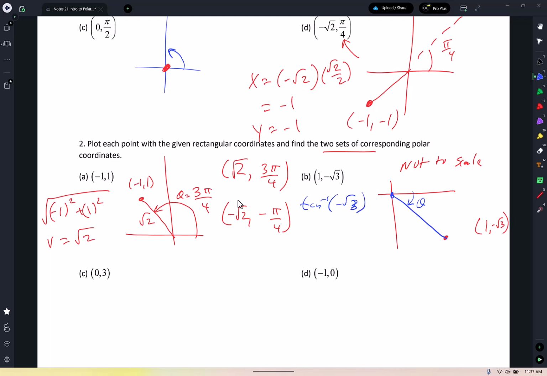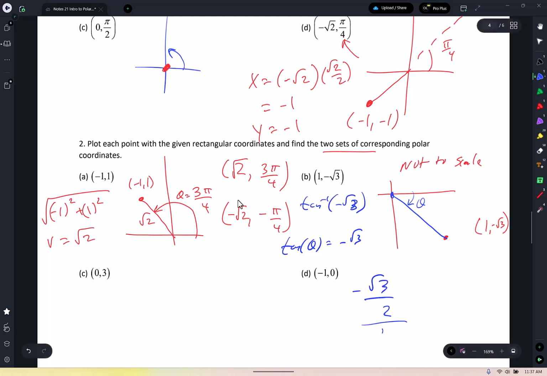And the only way, don't worry, we're almost done, guys. The only way you get an angle that's negative square root of 3 is if you have a y coordinate that's negative square root of 3 over 2, and an x coordinate that's a positive 1/2. And that happens when theta is 5 pi over 3. There's no way that I could have figured that out by myself. I'll show you a hack on how you can do it.